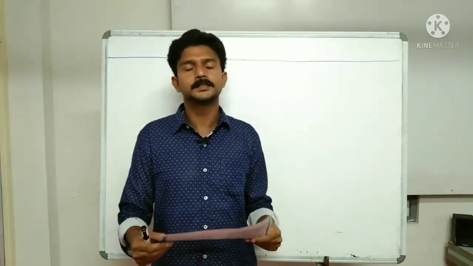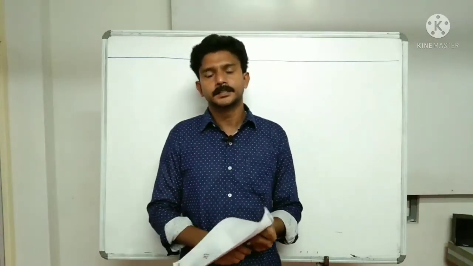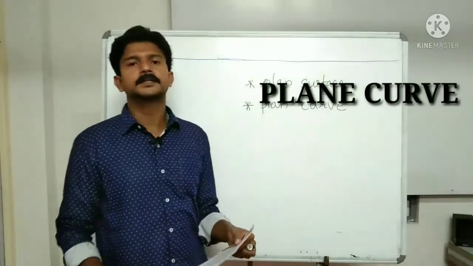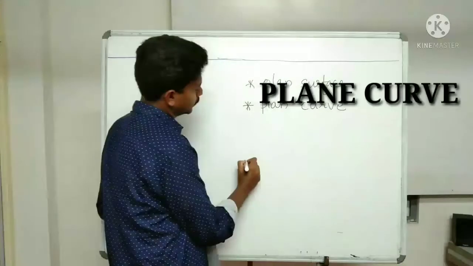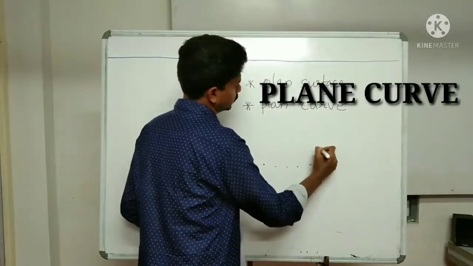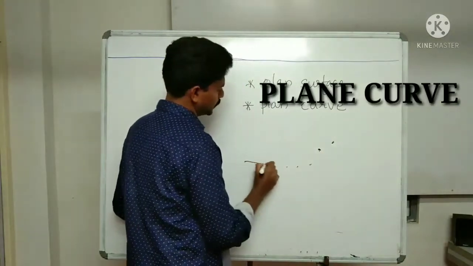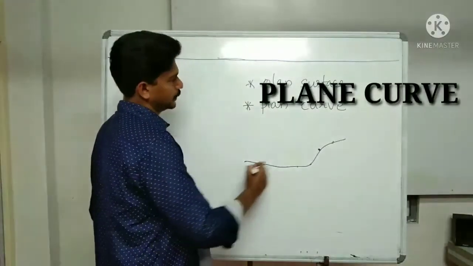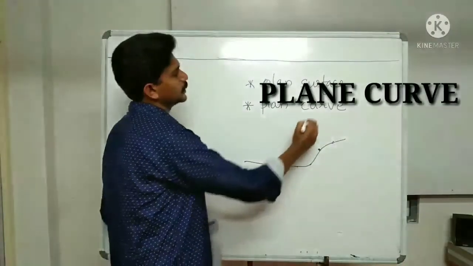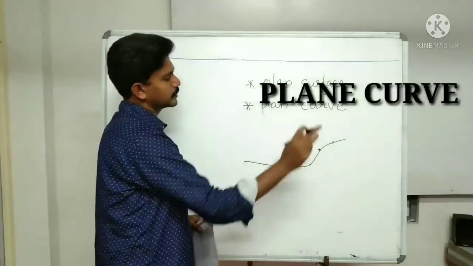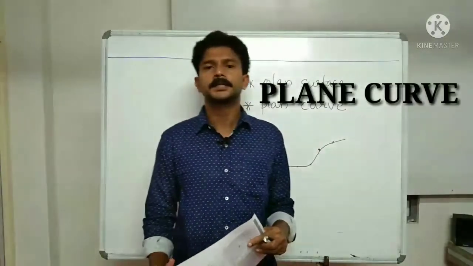Next, let us understand what is meant by a plane curve. A plane curve, when we have multiple dots, if we join these dots, we get a plane curve. So when we join some points, we get a plane curve.